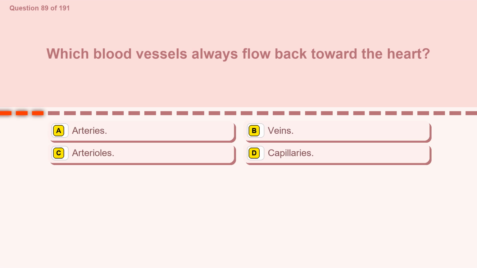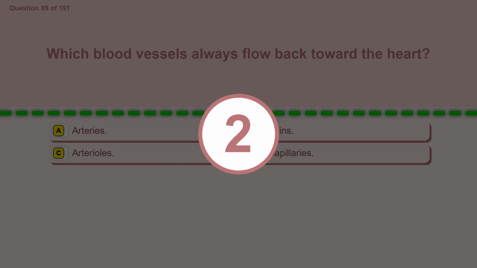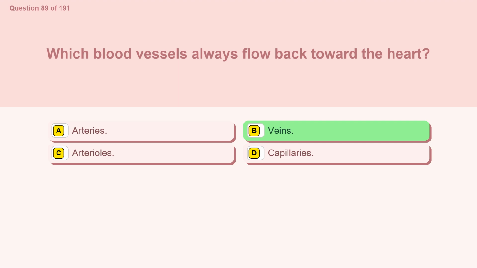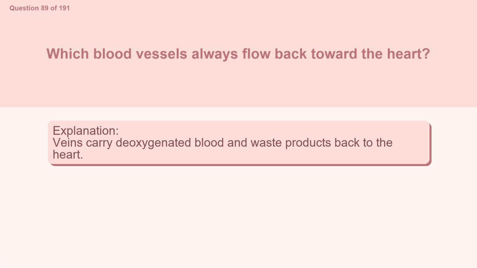Question 89. Which blood vessels always flow back toward the heart? Option A, arteries. Option B, veins. Option C, arterioles. Option D, capillaries. The correct answer is option B, veins. Veins carry deoxygenated blood and waste products back to the heart.